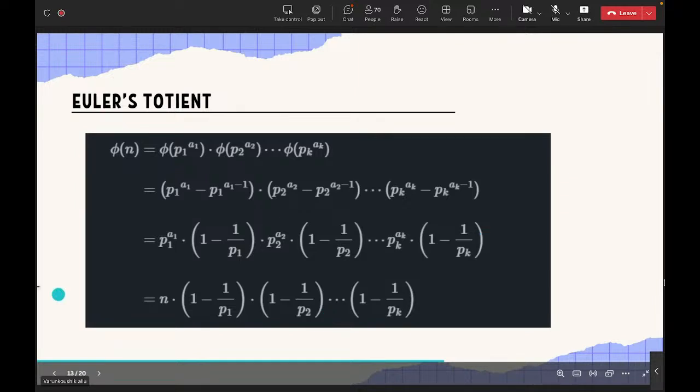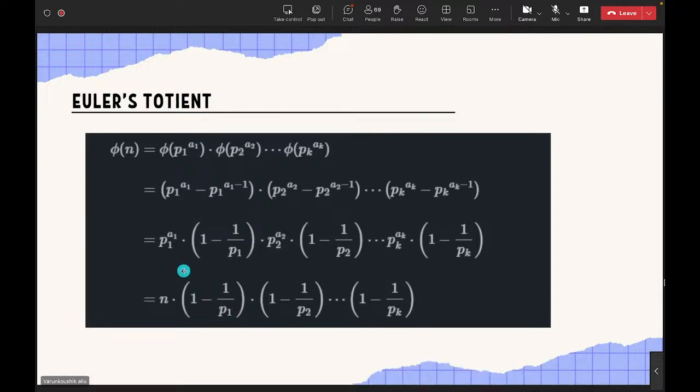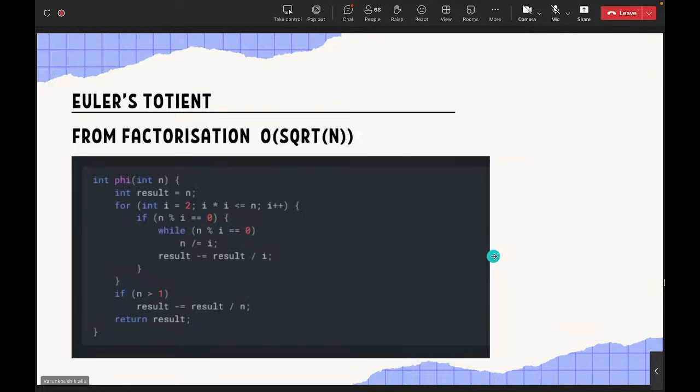Now we got this mathematically, but how will we tell the computer to find it? If a number n is given, we don't know the prime factors, right? So how will we find out the values? There are two standard approaches. We'll discuss all of them. The final formula is n into 1 minus 1 by p1 and so on. So if a number n is given, how will we calculate phi of n? That we'll see through the implementation in C or C++ code.